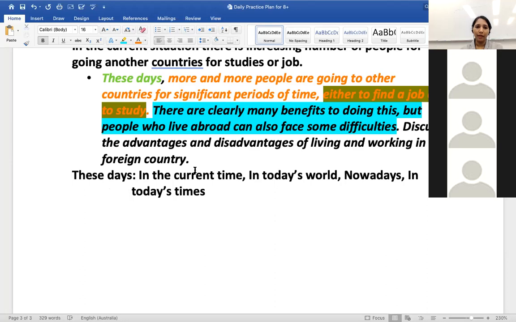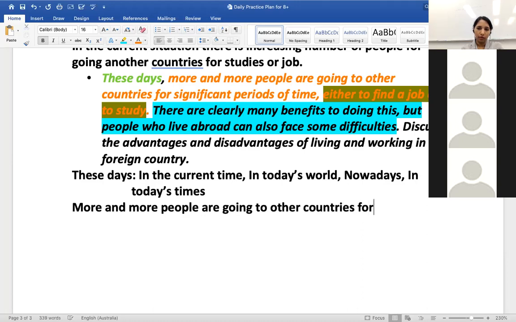So this is how you paraphrase this. Now, more and more people are going to other countries. More and more people are going to other countries for a significant period. Oh, I actually sent it to Samina by mistake. I was supposed to send to everyone. Okay, so more and more people.